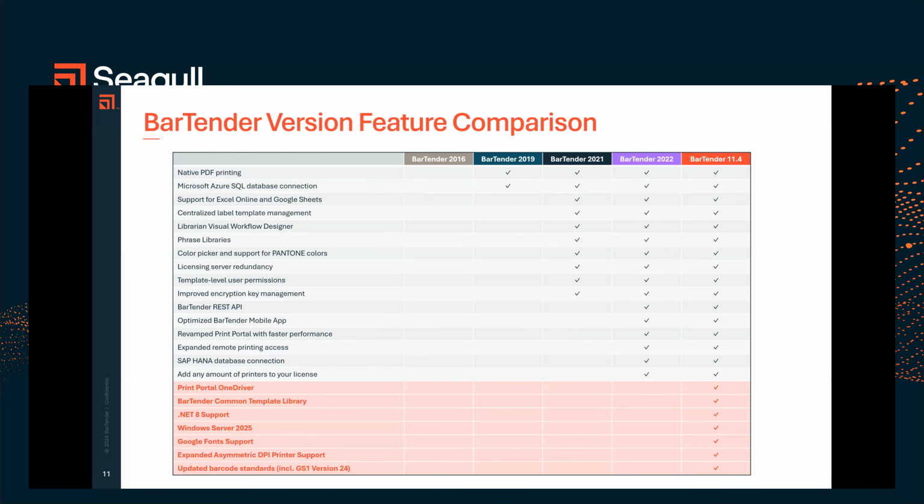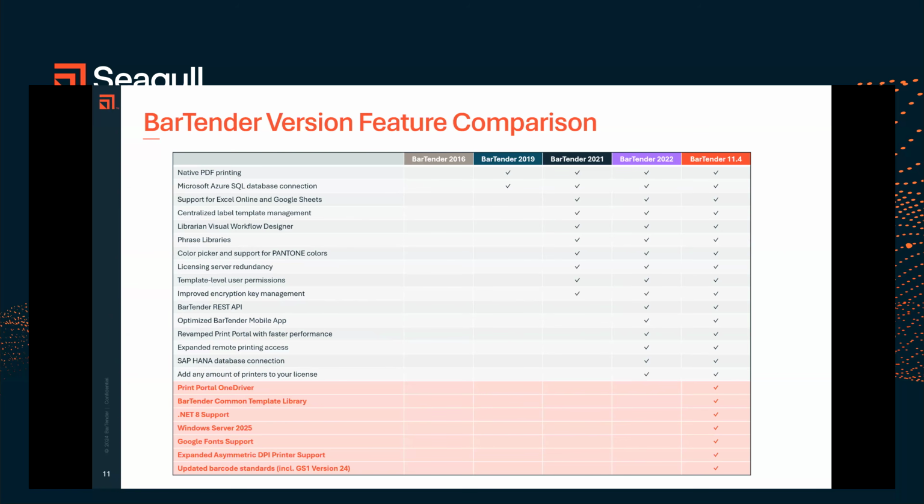And along with that, we also just released the latest version of BarTender, BarTender 11.4, a few months ago. The latest version introduces greater flexibility for scaling businesses while helping you continue to meet your compliance needs. This can be seen through driverless remote printing from the new Print Portal One driver, simplified regulatory compliance from the centralized BarTender common template library, which offers new and up-to-date pre-built templates that are updated instantly as soon as new regulatory mandates are introduced or current regulations are updated. And we have also introduced support now for .NET 8 and Windows Server 2025.